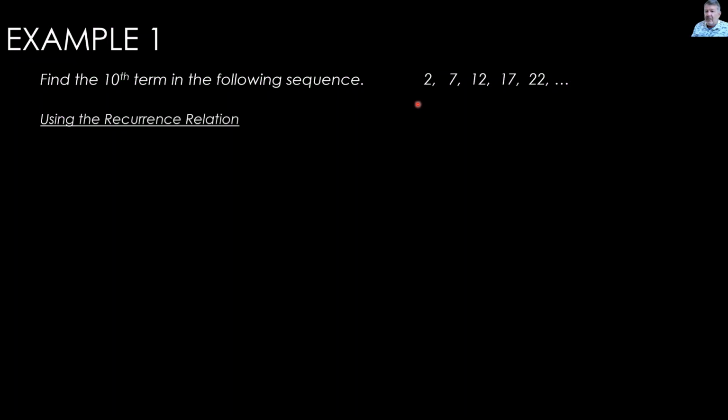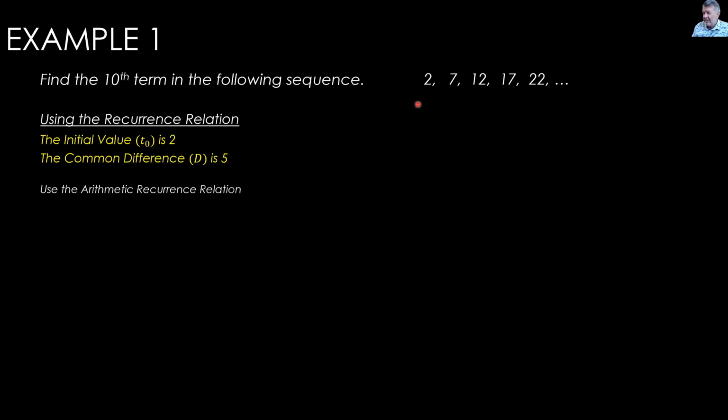So using the recurrence relation, the first term is 2. T0 is 2. The common difference we worked out was 5. So it's going to be an arithmetic sequence. An arithmetic recurrence relation, which we write out, is going to be, remember, write the blank first. Don't take shortcuts. T0 equals A, Tn plus 1 equals Tn plus D. Then substitute our 2 and our 5 in. Great.